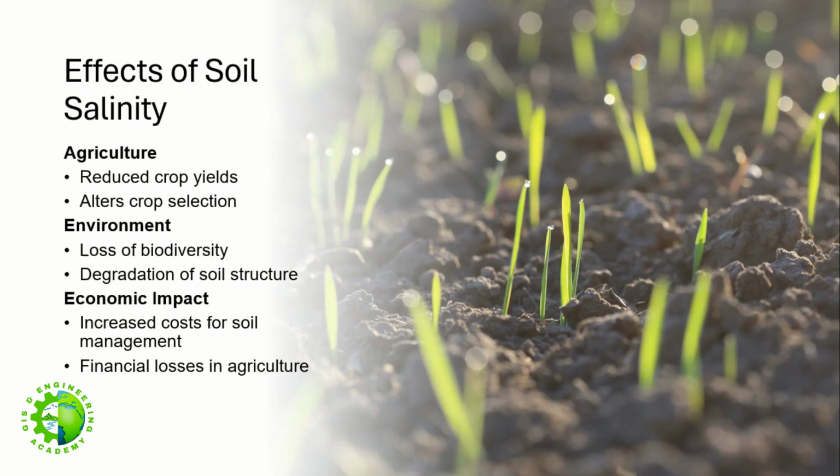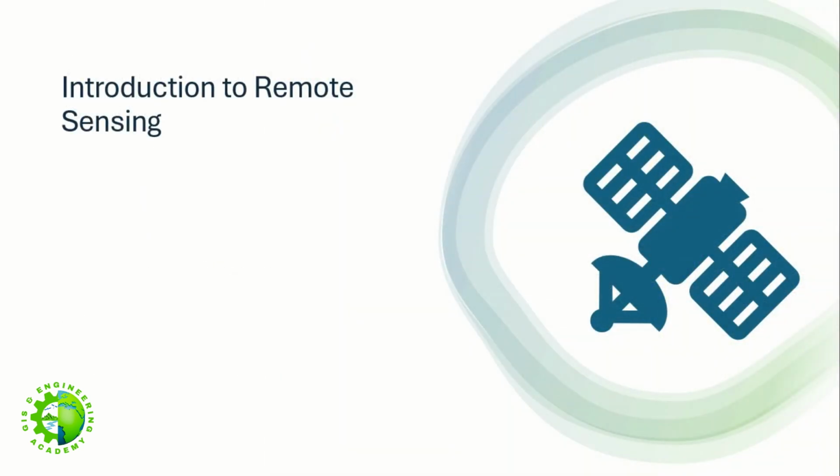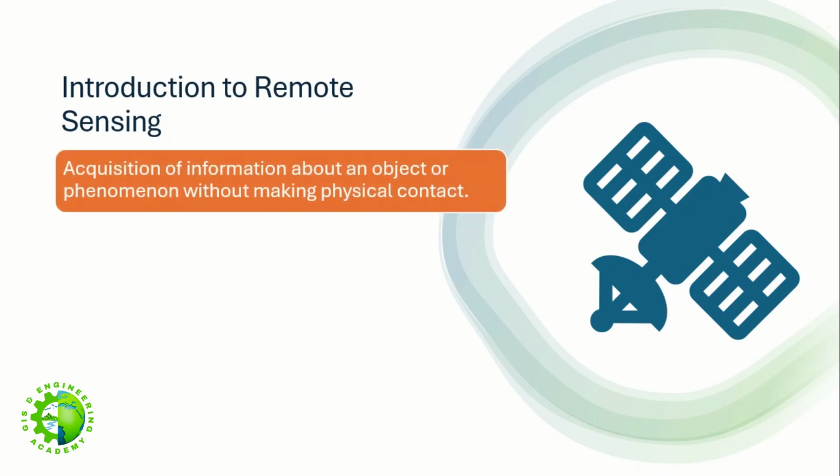Let's now shift our focus to a powerful tool in the study of soil salinity: remote sensing. Remote sensing is a technique for collecting information about objects or areas from a distance, typically from aircraft or satellites, without making physical contact. This technology is crucial for environmental monitoring, including the mapping of soil salinity.